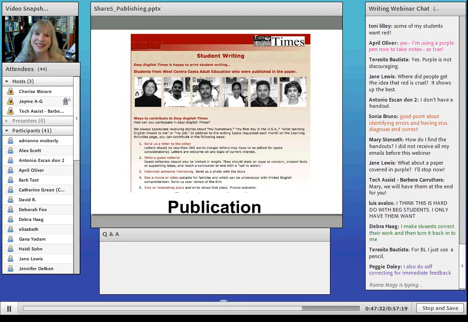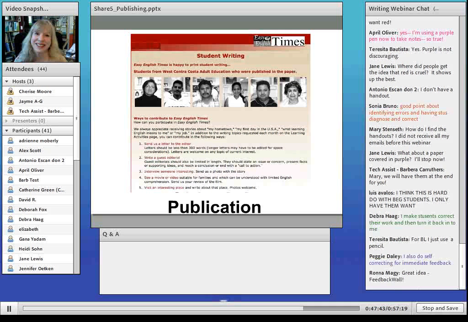The last point of publication I'd like to make with you is the idea that there are these wonderful resources both in print and on the web. I'm pointing out Easy English Times, but there are others, and they accept student writing. So you could have the students write with the idea of publishing in one of these ESL journals. And there are several of them around. You just have to Google ESL online journal or ESL online newsletter. And they also can write responses to blogs.